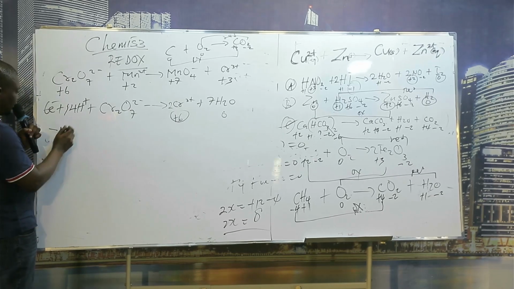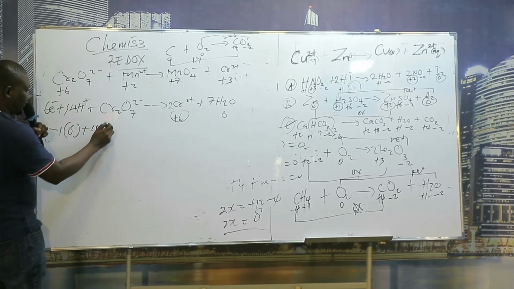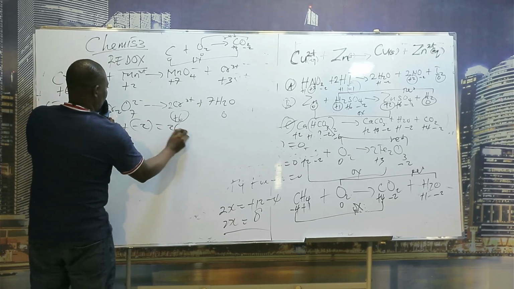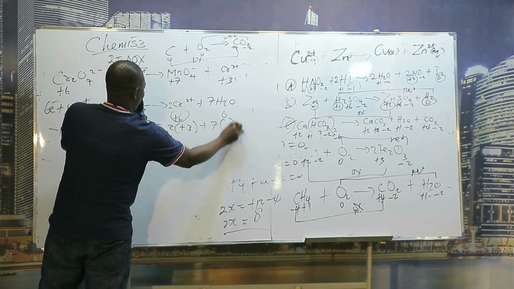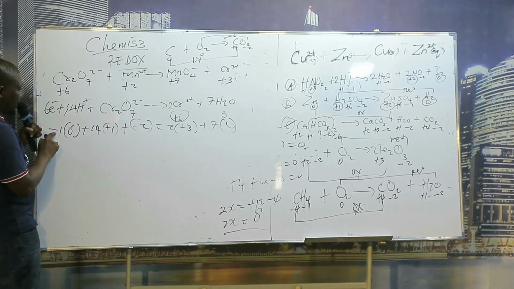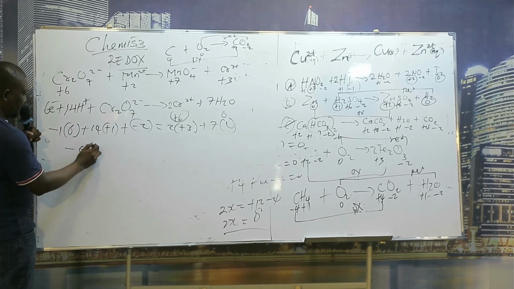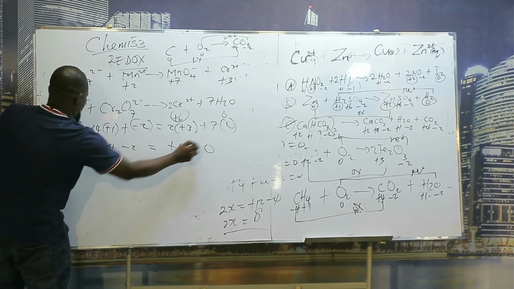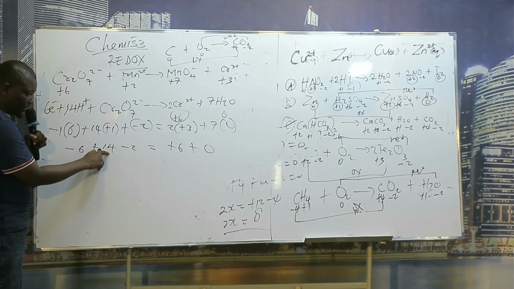Minus 1 times what? 6 plus 14 plus 1 plus what? Minus 2. Okay? Equals 2 times plus 3 plus 7 times what? 0. Minus 1 times 6, what? Minus 6 plus 14 minus 2 equals what? Plus 6 plus what? 0. Minus 6 plus 14.